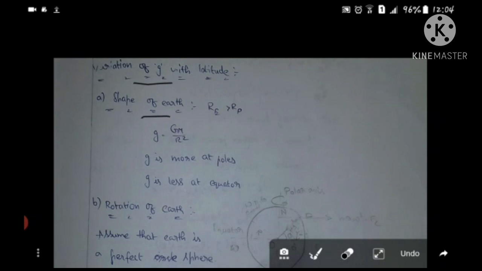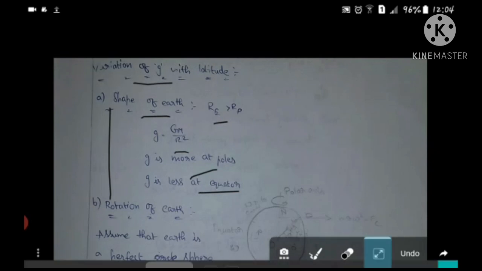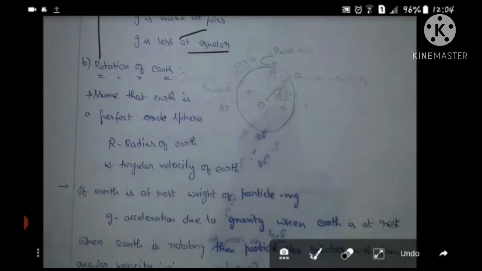Now here I say there are 2 points: shape of earth and rotation of earth. The first point is shape of earth. The radius at the equator is greater than the radius at the poles. Here we can say that g is equal to GM by R square. So g is more at the poles and g is less at the equator. And then rotation of earth.